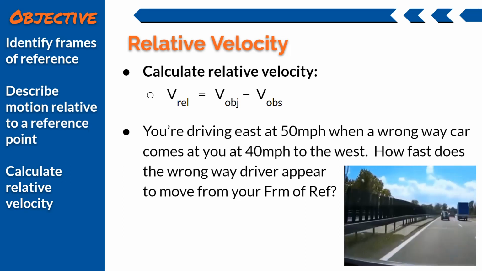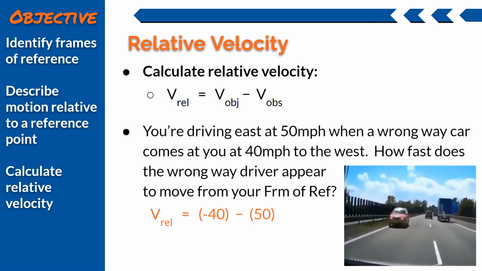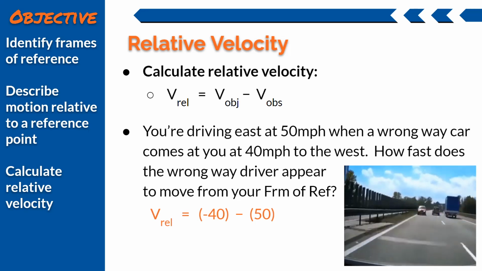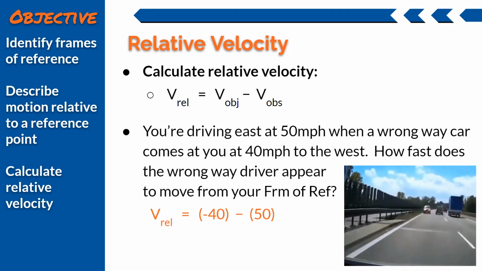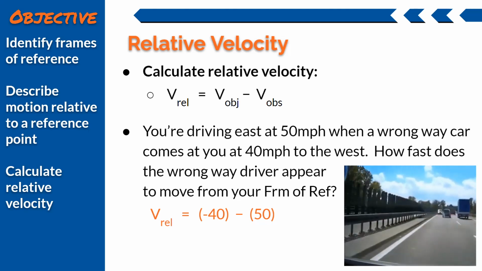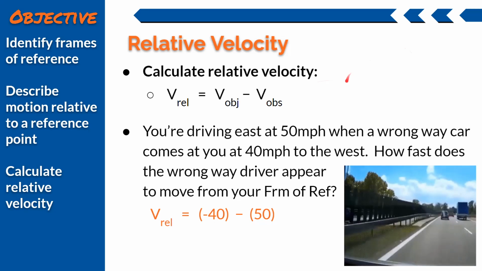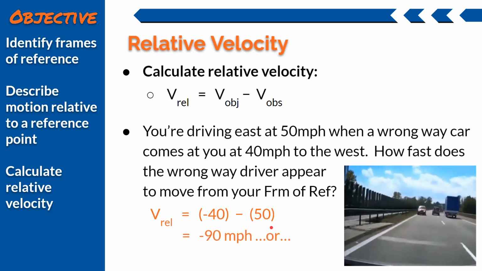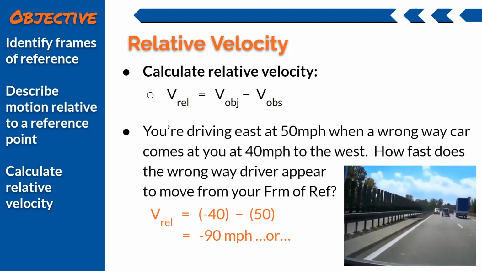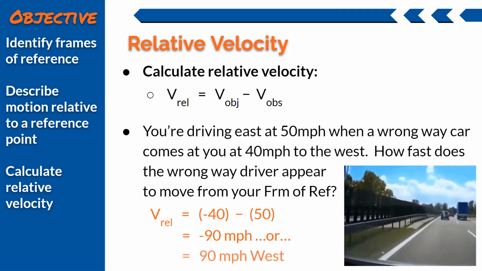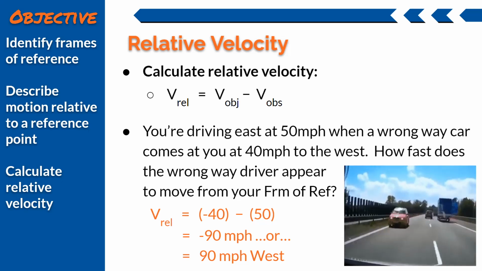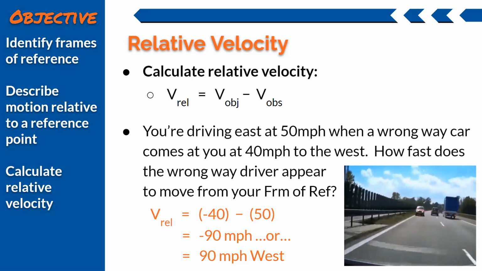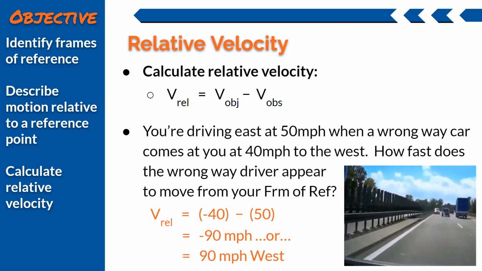So if I plug into this equation, I would plug in like this. The object is moving negative 40 because it's 40 to the west. I am moving positive 50 because I am 50 to the east. And so when I plug in this negative 40 minus positive 50, I have negative 40 minus 50, which gives me a relative velocity of negative 90 miles per hour, which means that they would be moving 90 miles per hour to the west. Again, the negative sign just tells us which direction they're going. And you do need a direction with relative velocity because velocity is still a vector.